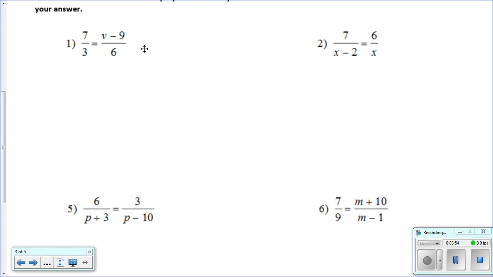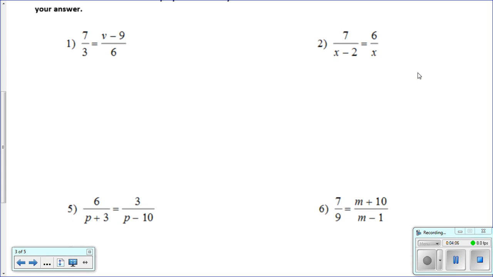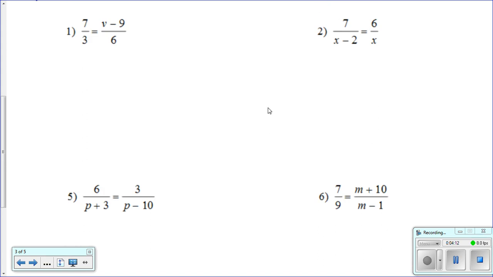Numbers, not the problems. These have groups in them, okay? So you're going to have to do the same thing. So try these 4 on your own. Don't forget to cross multiply. Write your answer in set builder notation and check your answer, okay? And then we'll go over these 4 in class, okay? So make sure you check and do set builder notation. Pause the video, do these 4. When you come back, we'll move on.